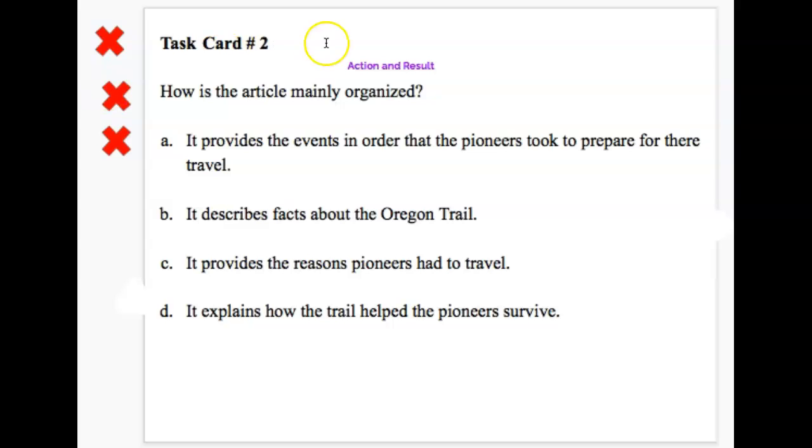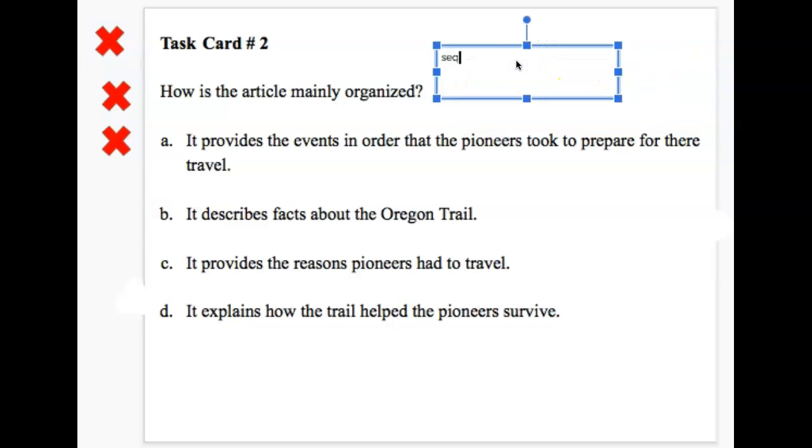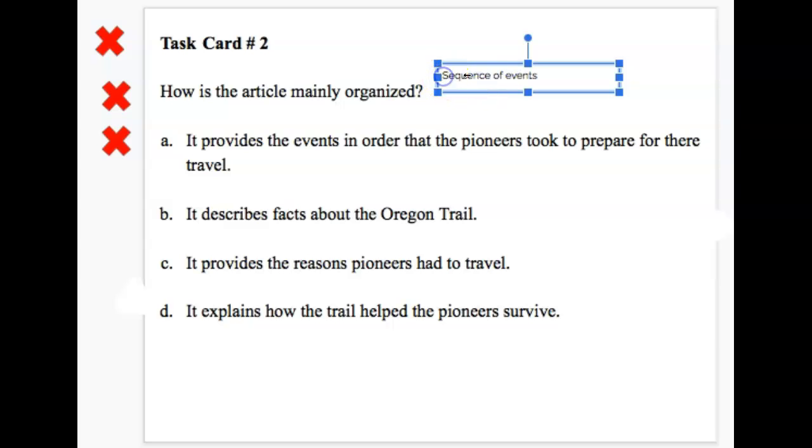All right, let's go to our task card. How is the article mainly organized? Okay, so here we need to think of our text structure. So when I'm reading this question, how is the article mainly organized? I always like to just write down on the side here what the text structure is. So if I know that it's sequence of events, I always like to just write it down here. And then when I'm going through my options, I'm looking for keywords. So I'm looking for words that tell me about events, or events going in order, or if it's telling me the steps for something, it has to have these keywords in the answer.